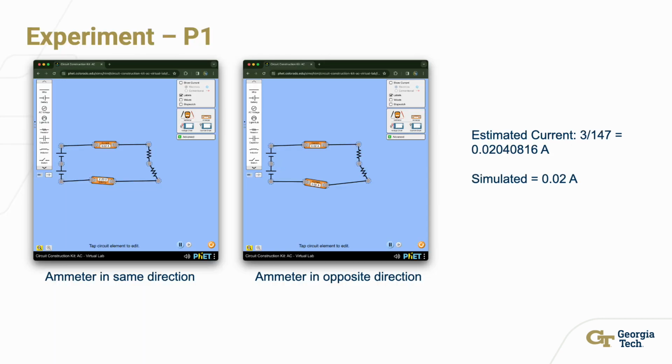So, in the first image here, you can see that the ammeter in the same direction as the current and in the opposite direction of the current both read the same reading of 0.02. We estimated the current earlier to be 3 over 147, which is about 0.02, and we simulated it to be 0.02, so this is fantastic.